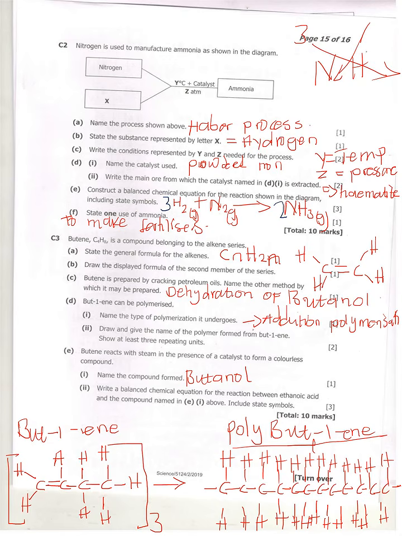Now let's write the final answer. Write a balanced chemical equation for the reaction between ethanoic acid and the compound formed here. So it's a reaction between an acid and an alcohol. Here we are looking at esterification. For the sake of space, I will write it on top here.